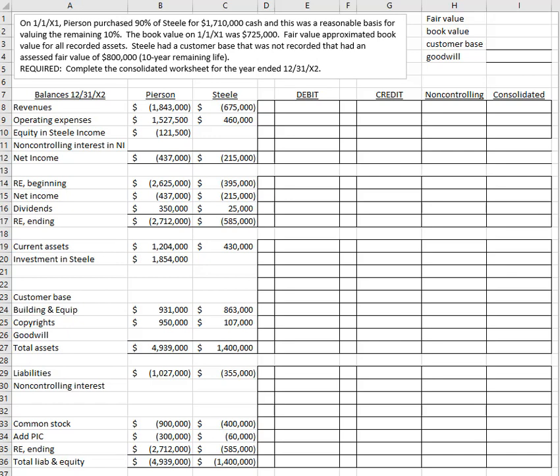So now we're actually going to complete the full worksheet with non-controlling interest. We have a new column here, non-controlling interest, where the non-owned portion of the subsidiary is going to see the activity flow through. Let's start off by recording the fair value of the subsidiary and allocating the difference between the fair value and the book value to the customer base and goodwill.